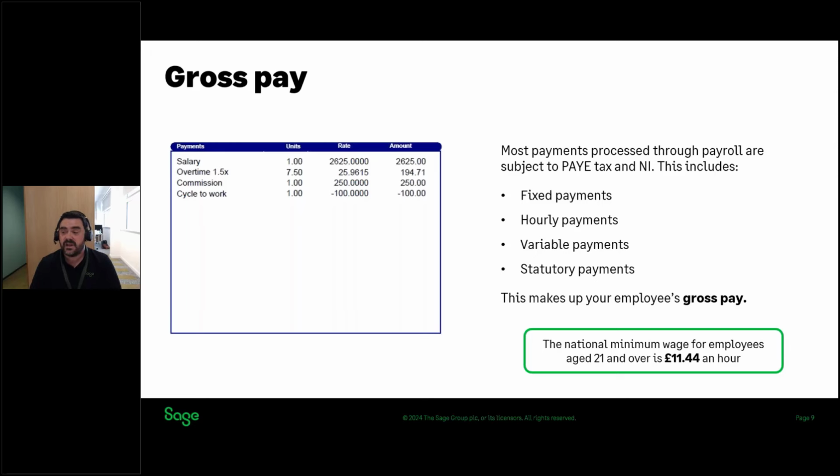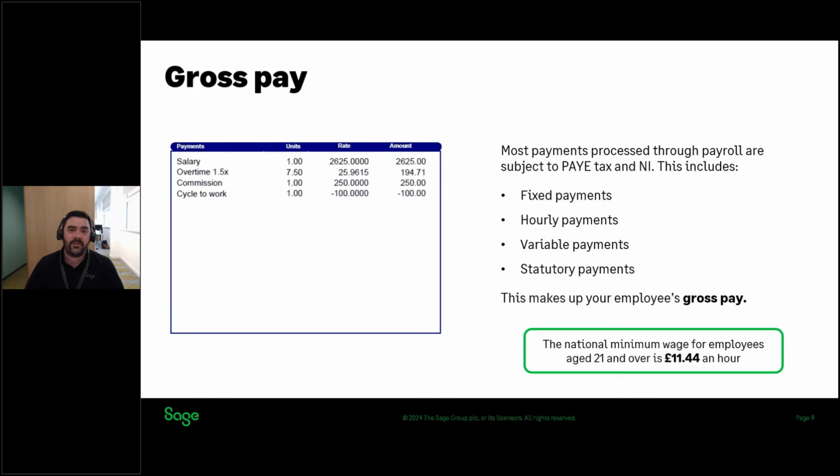And in the UK, you are required to pay your employees at least the national minimum wage. And that for the current year, as of the 1st of April, for employees aged 21 and above is £11.44 per hour. Now, you might not necessarily pay your employees hourly. So if they do get a fixed salary, you do need to ensure that that salary compared to the contracted hours works out at an hourly rate of at least the national minimum wage.